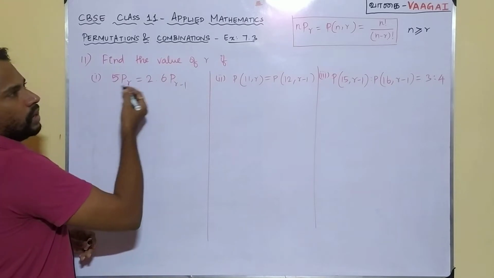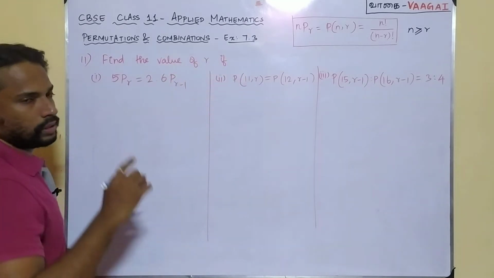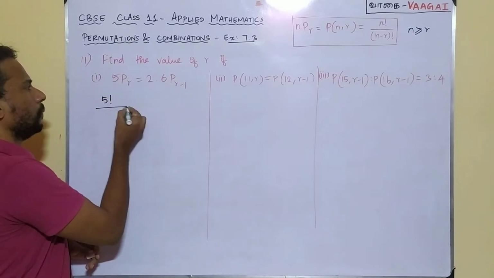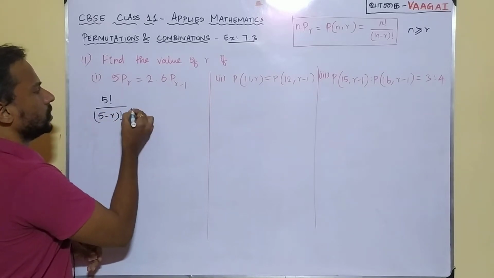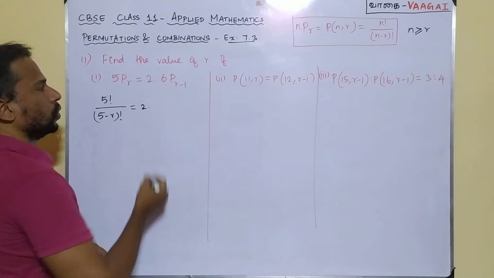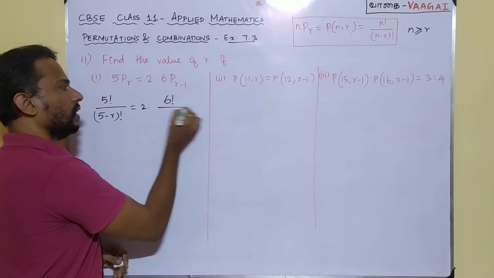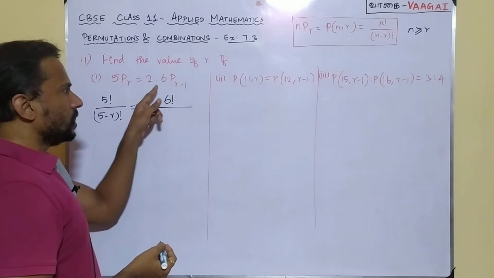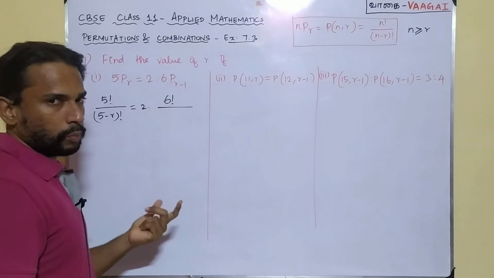It's going to be what? N factorial by N minus R the whole factorial. Is it or not? So that means 5PR can be written as 5 factorial divided by, here we have denominator 5 minus R the whole factorial, is equal to, coming to the right hand side, we have 2 into 6PR minus 1. So 6 factorial divided by, what about the denominator here? Here we will have 6 minus of R minus 1 the whole factorial. I hope you can understand that.